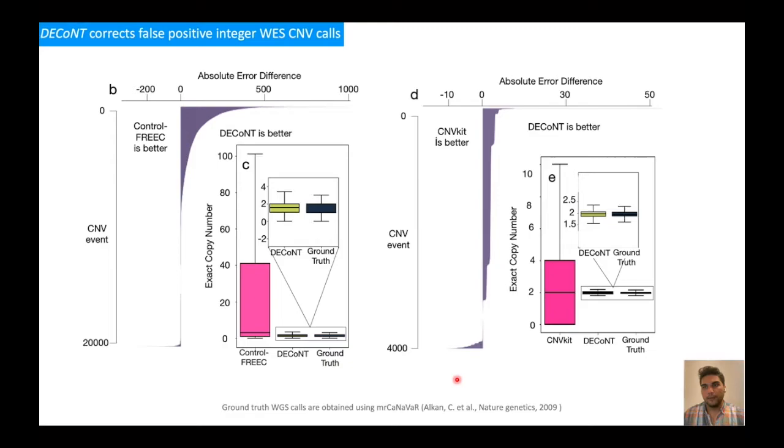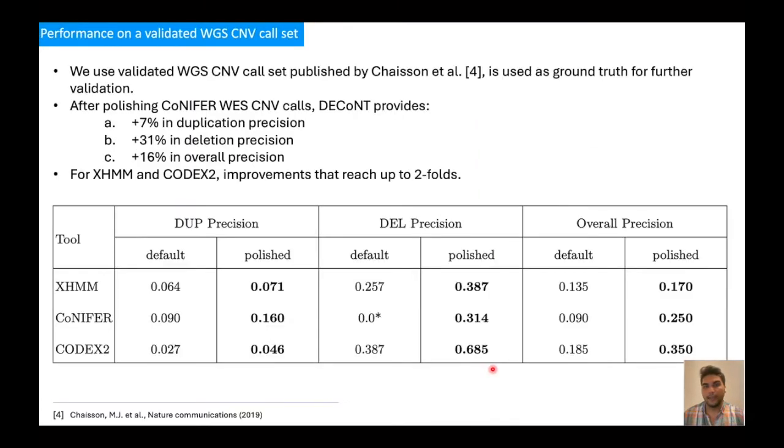Unpolished Control-FREEC predictions have a Spearman correlation coefficient of 0.22 with matched ground truth copy numbers. DCONT polished predictions have a Spearman correlation coefficient of 0.57. As we can see here in the distributions for the box plots, similar to Control-FREEC, DCONT polished CMV predictions highly resemble the distribution of the ground truth calls for the CNVkit case.